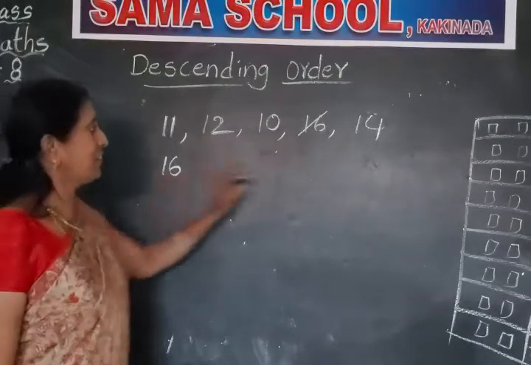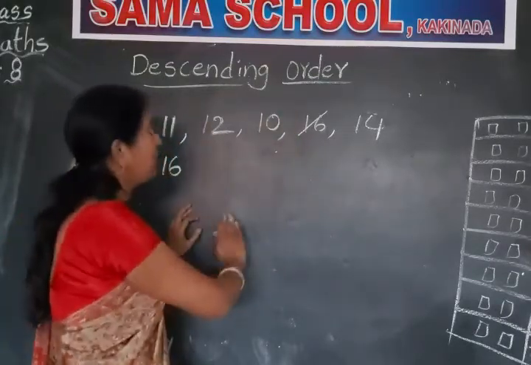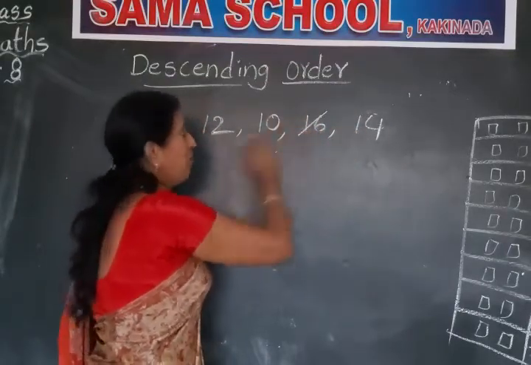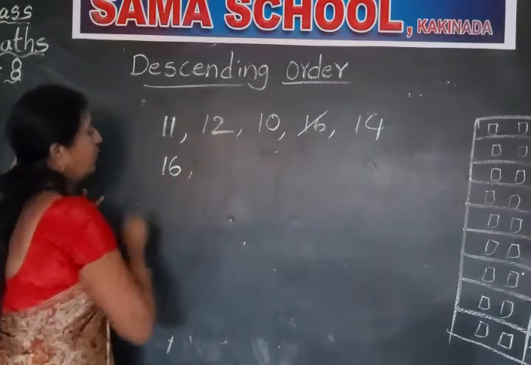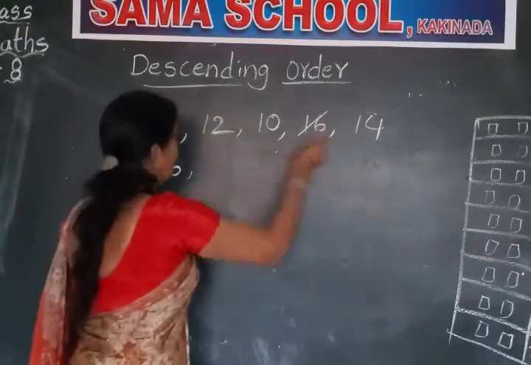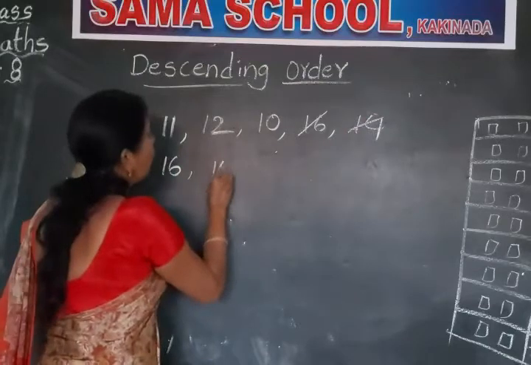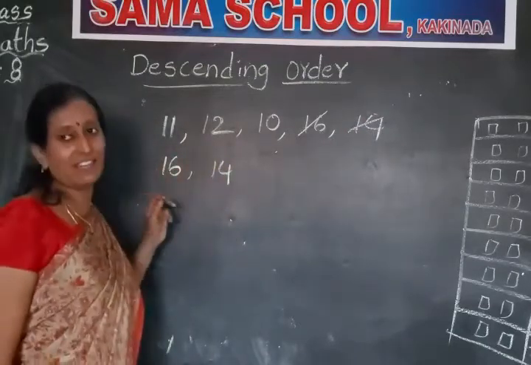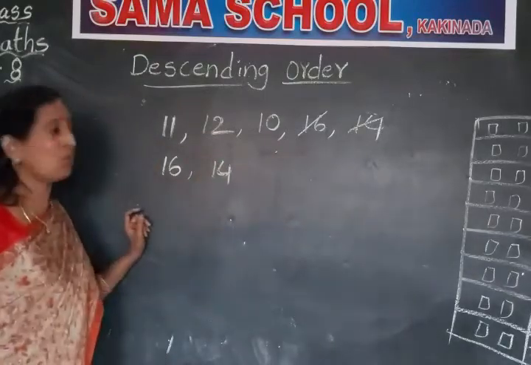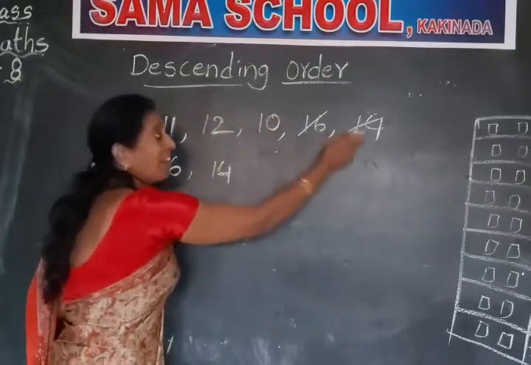Now see here, 16 means the numbers after are the big numbers. Here 11 is there, 12 is there, 13 not there, 14 is there, 15, 16. So 16 is the biggest number. Now you go to the next. Next, 16 before 15. 15 before 14. So 14 is smaller than 16. Why do we take 14 here? Because 11, 12, 10 are smaller than 14.